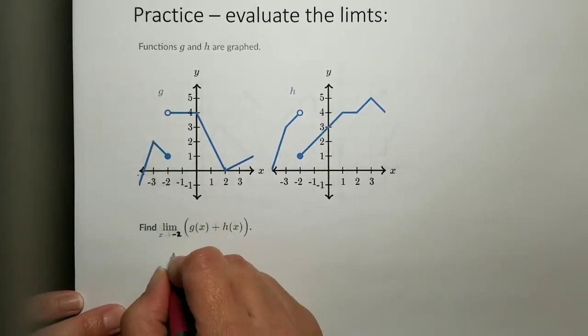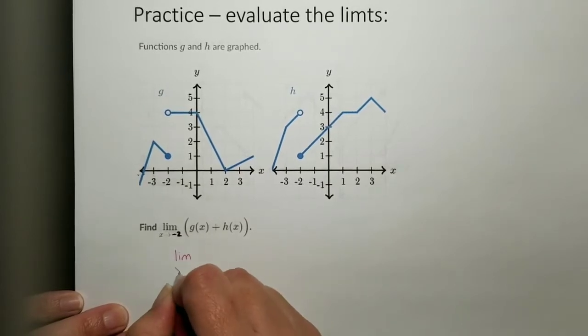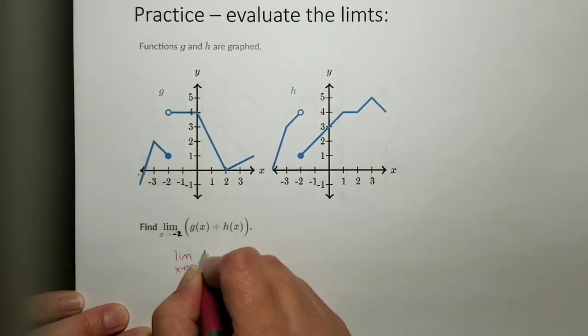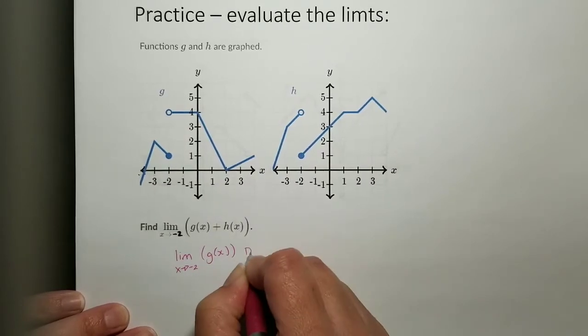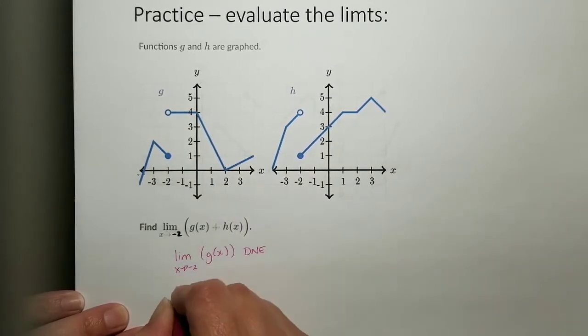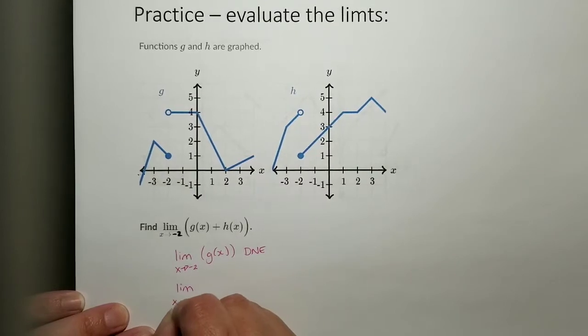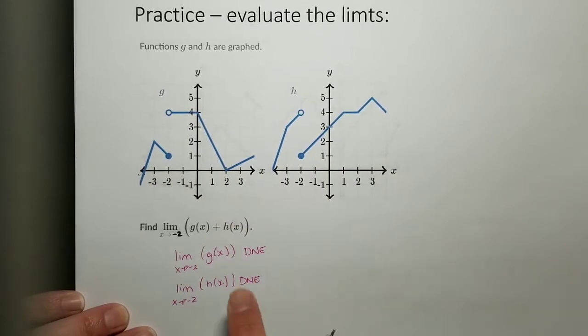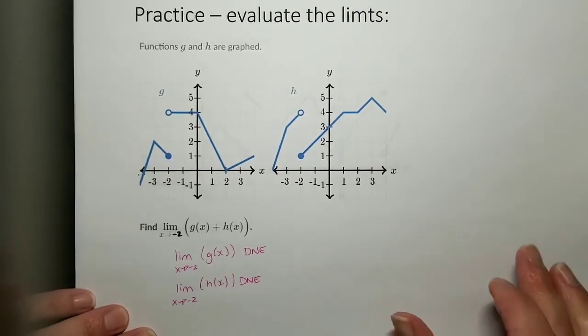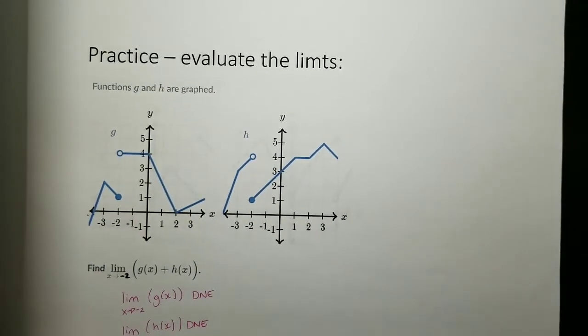So we can say for sure, yes, the limit as x approaches negative 2 of g at x does not exist, and the limit as x approaches negative 2 of h at x does not exist. But that doesn't mean that the limit of the sum of their two functions doesn't exist at negative 2. So we're going to analyze that a little bit more.